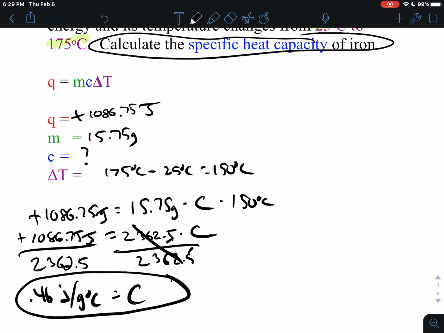And that's it. All we're doing here is identifying the variables, plugging them into the equation, and then doing some algebra. So I'm going to have you try a bunch of practice problems. Go back and reference this video if you need to. It should be pretty helpful.